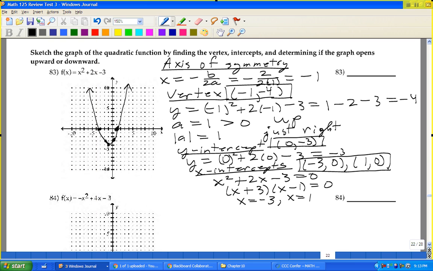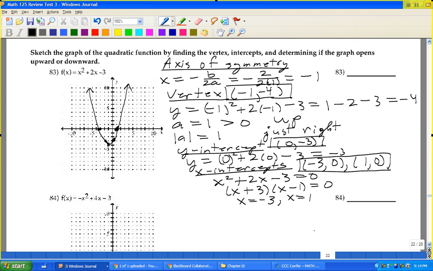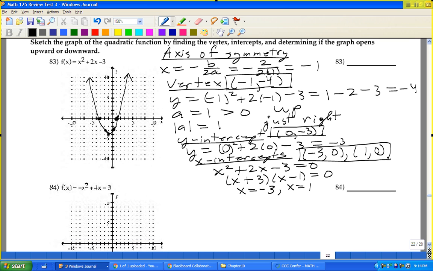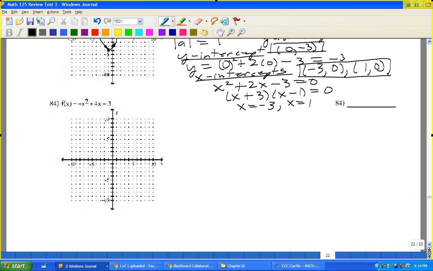So here the vertex is at, yes, say it again. The voice says right. So the vertex is at negative 1, negative 4. The y-intercept is at negative 3, and the x-intercepts are at negative 3 and positive 1. Okay. Let me do problem number 84.